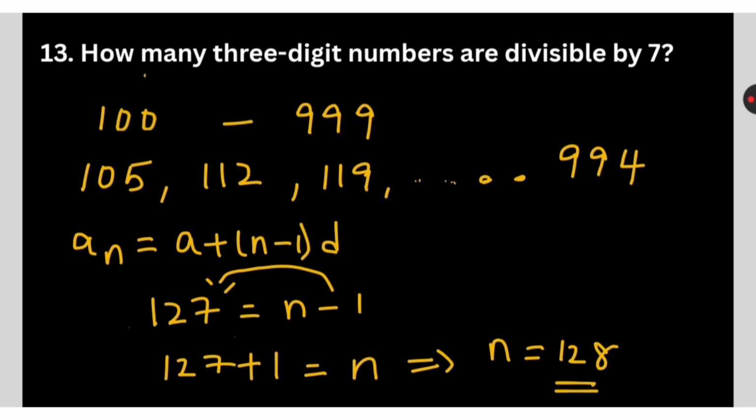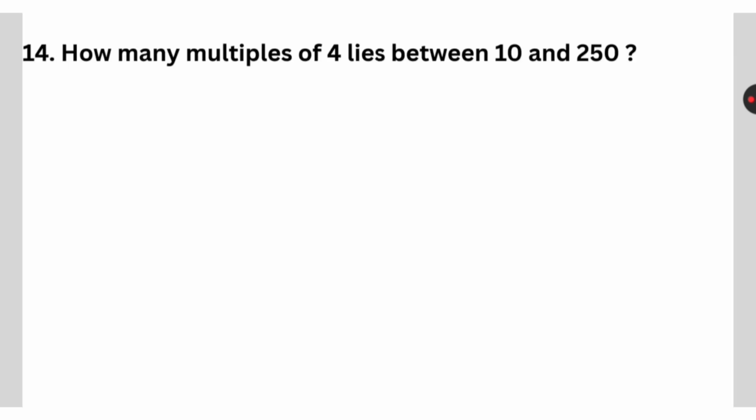How many 3-digit numbers are divisible by 7? That is 128. So like that you have to find it. Let's go to question 14. How many multiples of 4 lie between 10 and 250?